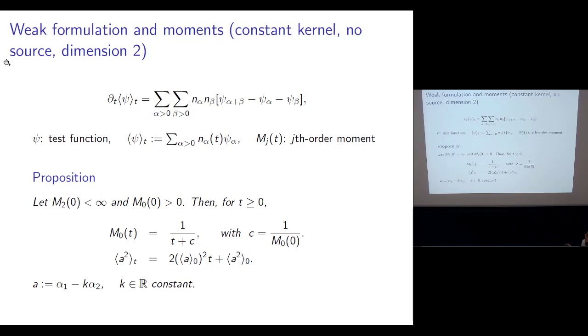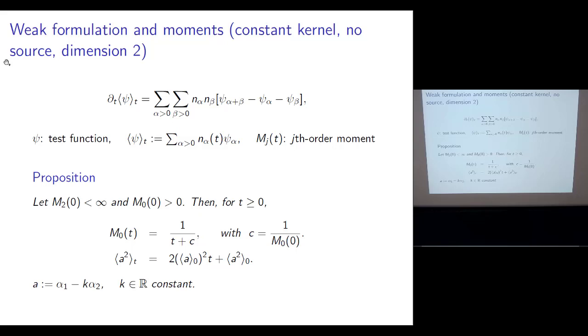We start by writing the expressions for these two moments. So M0 is of order 1 over t, and this is obtained by considering psi equal to 1 in this equation. Also, we compute the moment of alpha 1 minus k alpha 2 squared, where alpha 1 and alpha 2 are the components of the vector alpha. The notation is a bit bad, but this is a linear function of time.